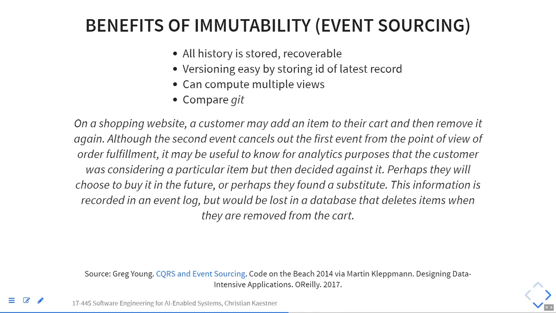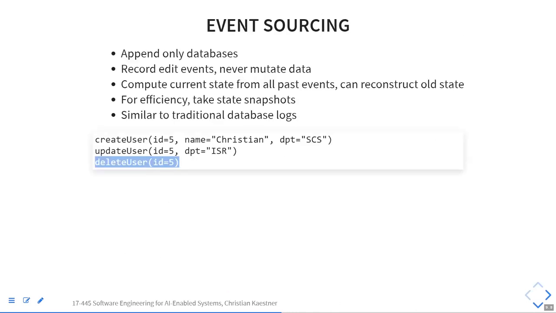Does this idea of event sourcing make sense? Any questions on this? What are some advantages that you can think of having this kind of model, kind of immutable data? It's expensive to get to the current state, yes. Any other problems you can see?